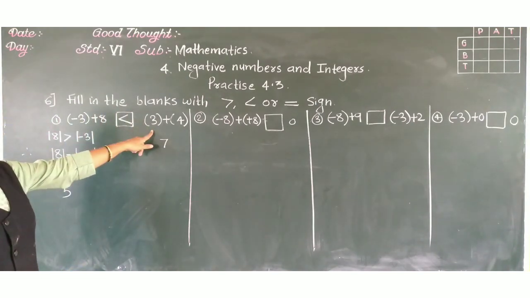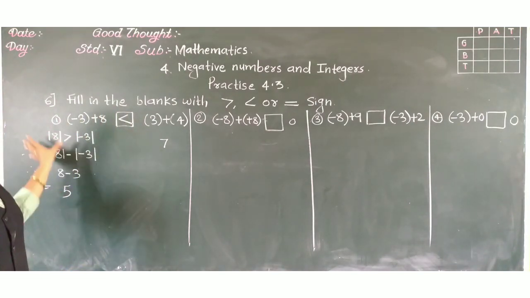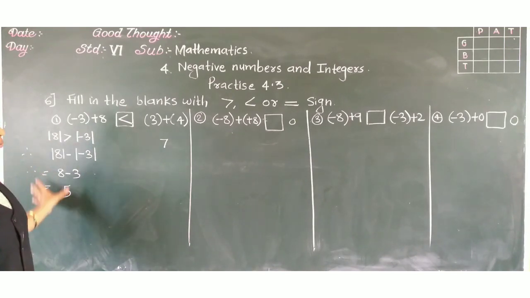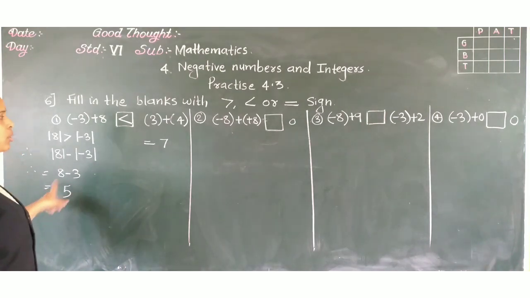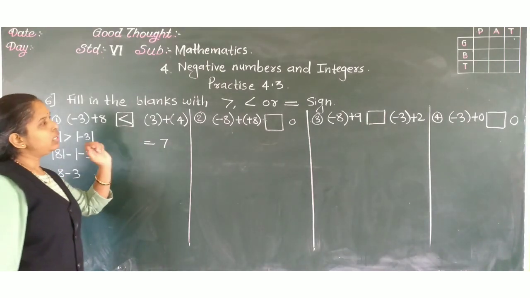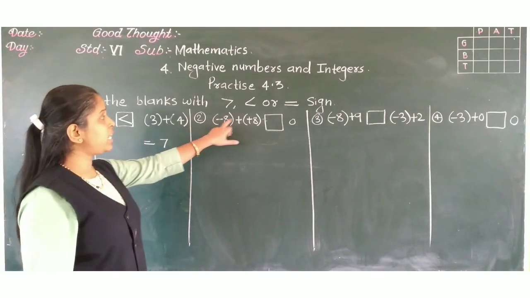So who is greater? The sign will be this side, because you will have to solve and show. Okay? Here 7 and here 5. So who is greater? 7 is greater. Now next, here minus 8 plus 8.